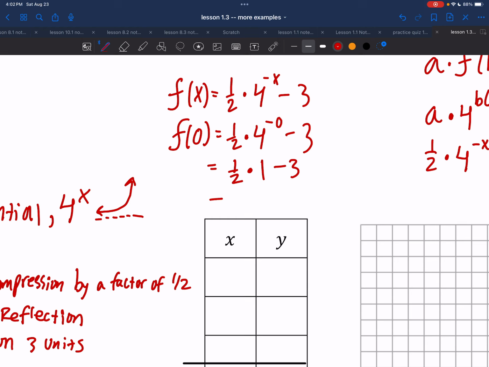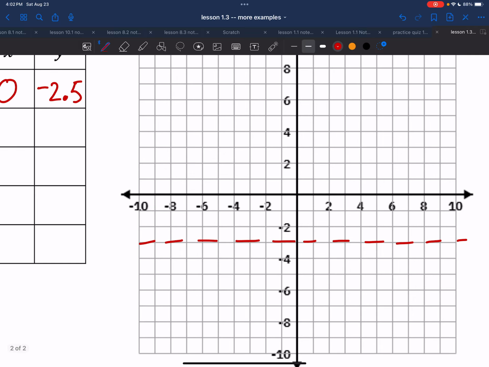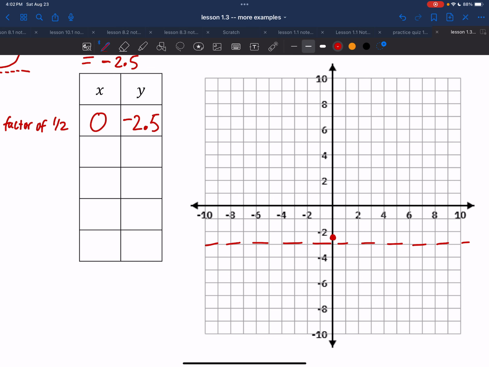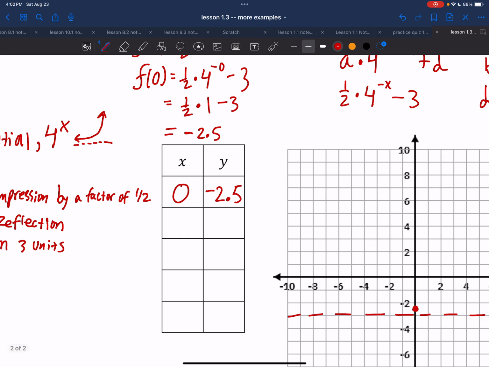Of course, half minus 3 is -2.5. It's 0.5 minus 3, that's -2.5. So if you plug in 0, you get -2.5. Say 0, -2.5, right there. Pretty close to that asymptote. Now let's try some other ones.